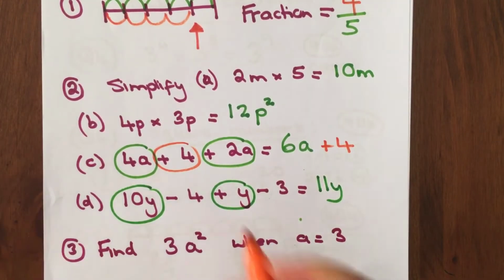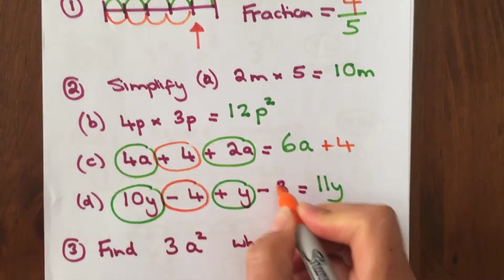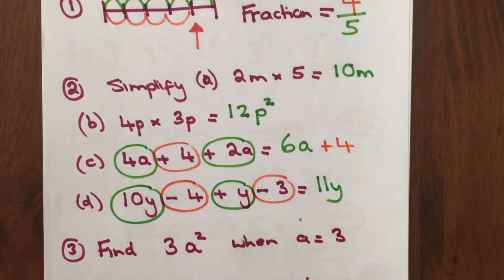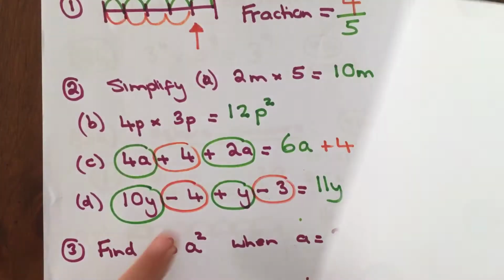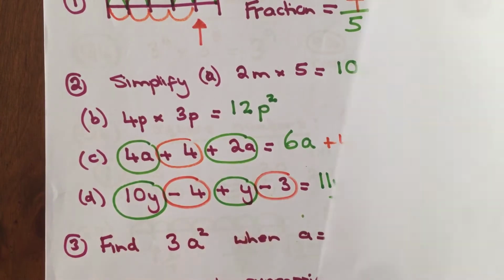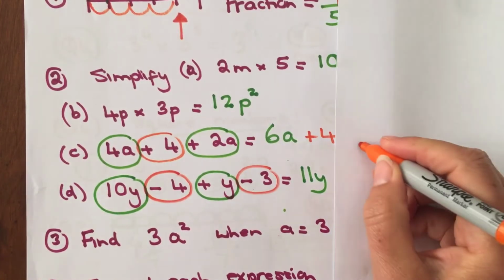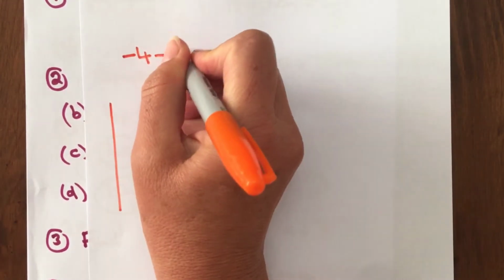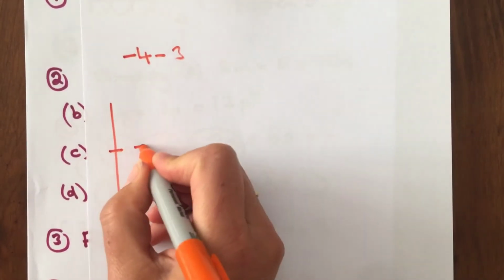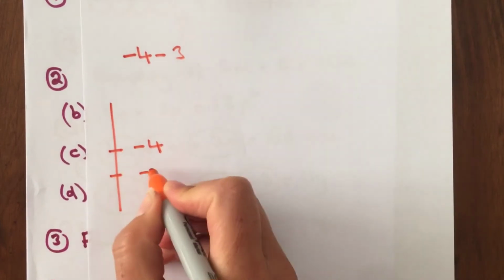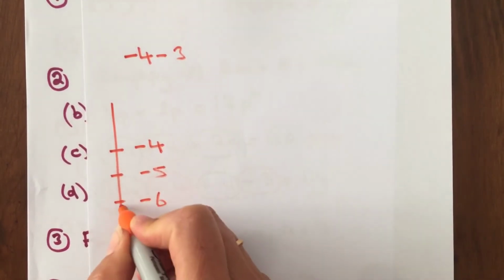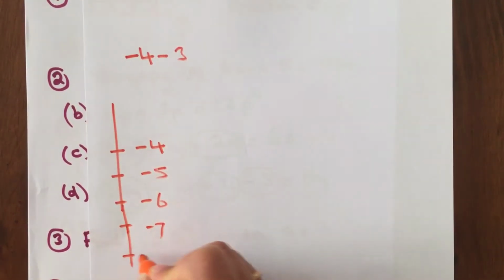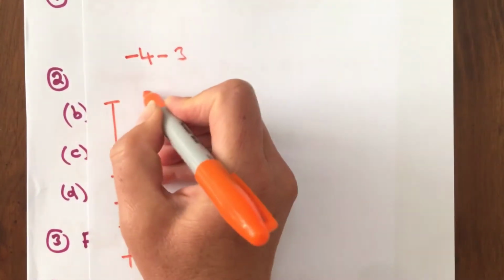Collect our like terms. 10y add y is 11y. Here's the tricky bit. Minus 4 minus 3. So minus 4, go down 3. If you had a number line, okay, let's just look at this. You start at -4 on your number line, and we're going to go down to naught, which is up here.